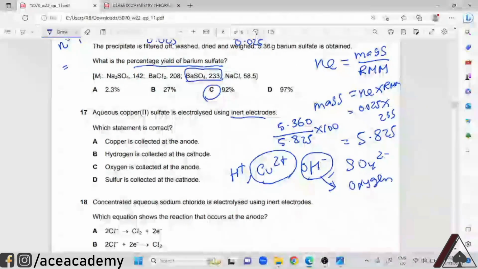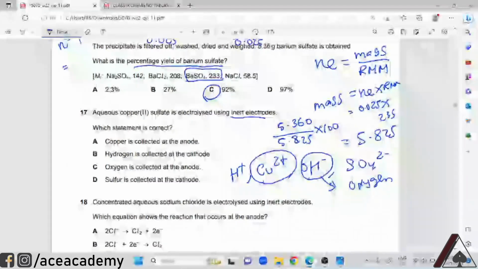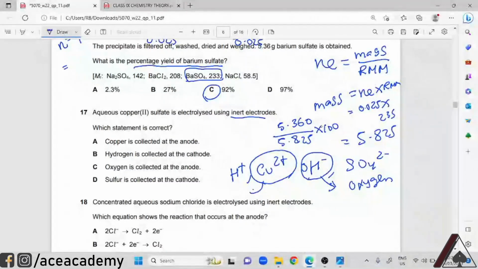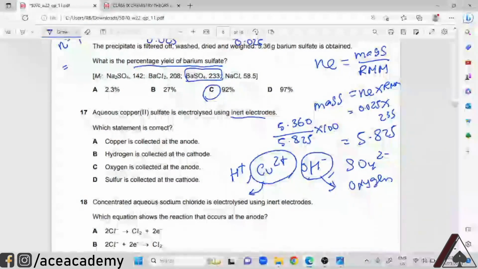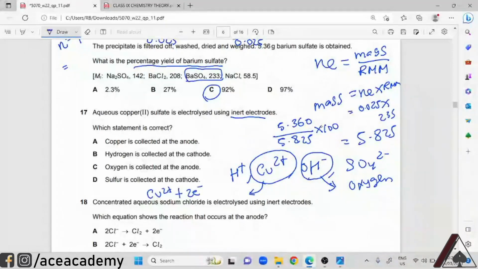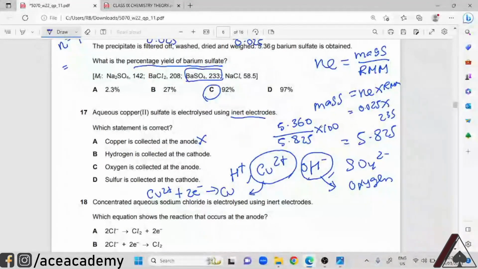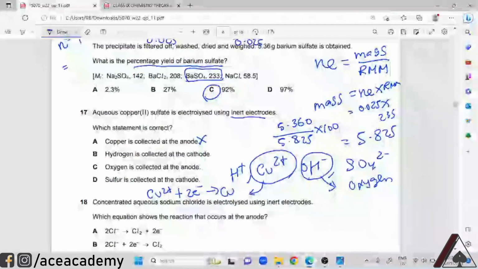And we know that when copper 2 plus ions move to the cathode, they undergo a reaction like this. They gain 2 electrons and they become copper. So copper is collected at the cathode, not at the anode, so option A is not the answer. At the cathode, copper is collected once again, so hydrogen is not the answer.